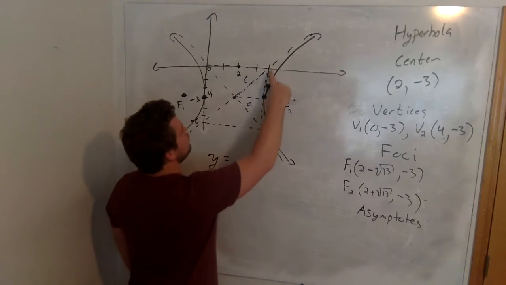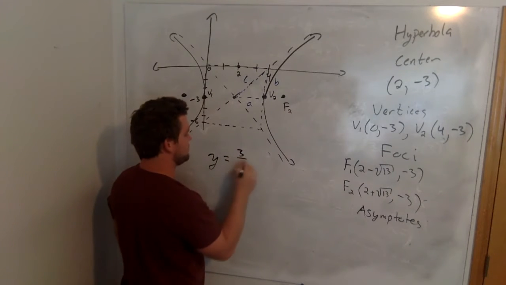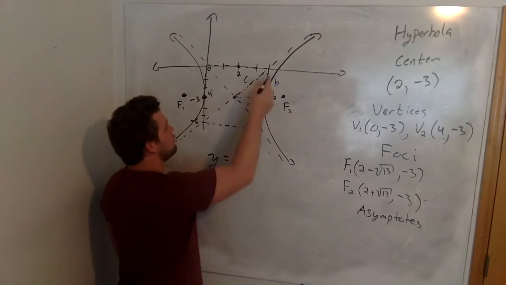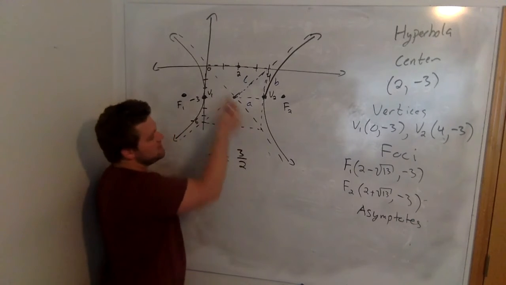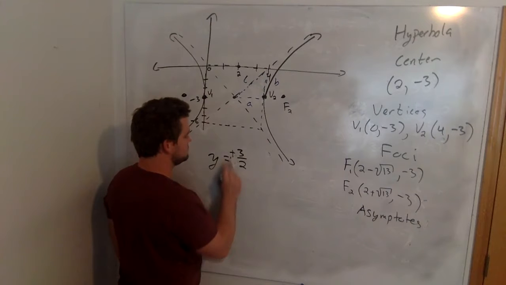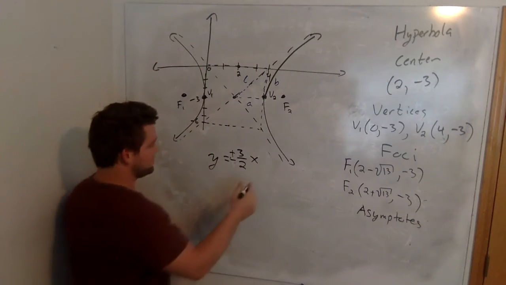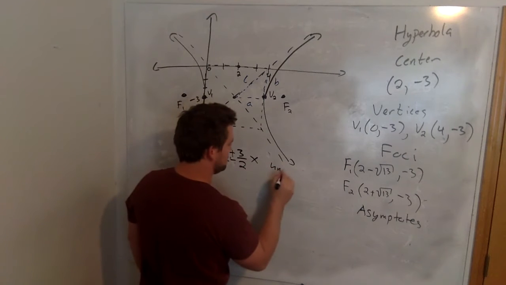Well, it looks like the rise is 3 and the run is 2. The rise is 3 and the run is 2. This will be a positive 3/2 slope. This will be a negative 3/2 slope. Times x. This is if they weren't shifted. So I'll write unshifted.